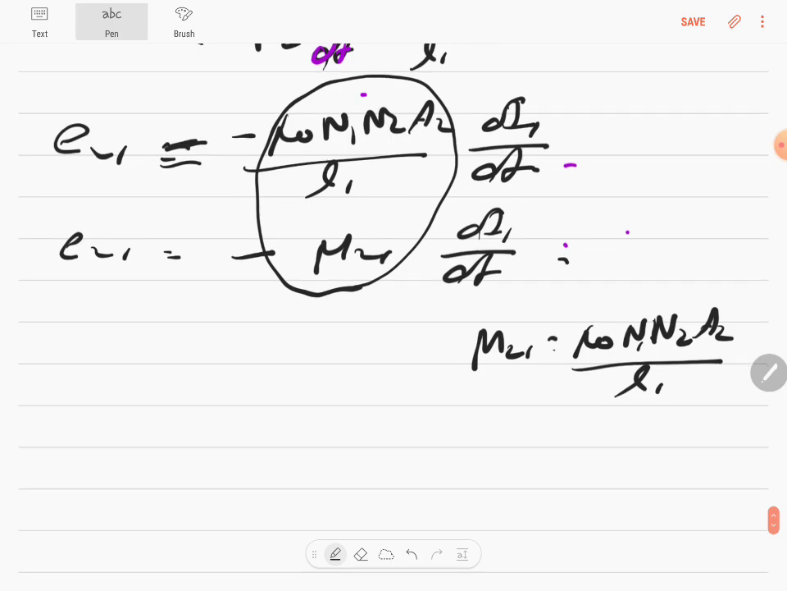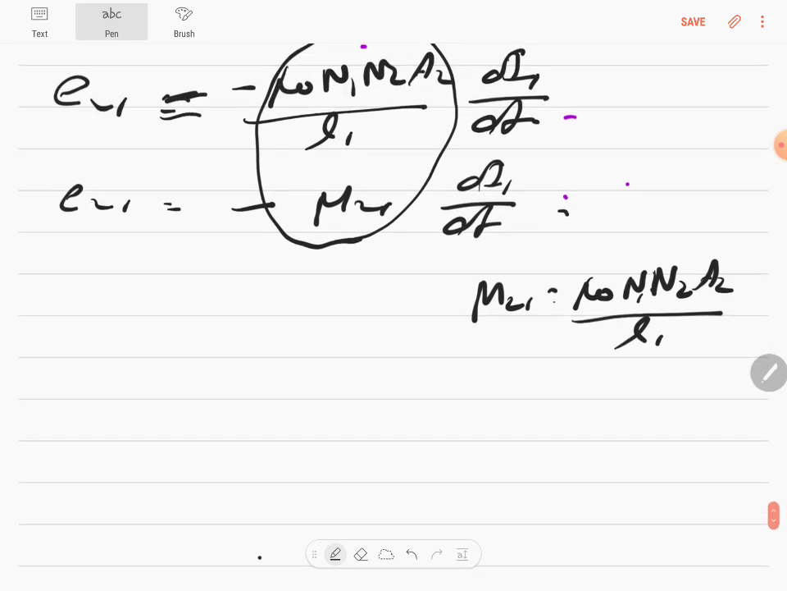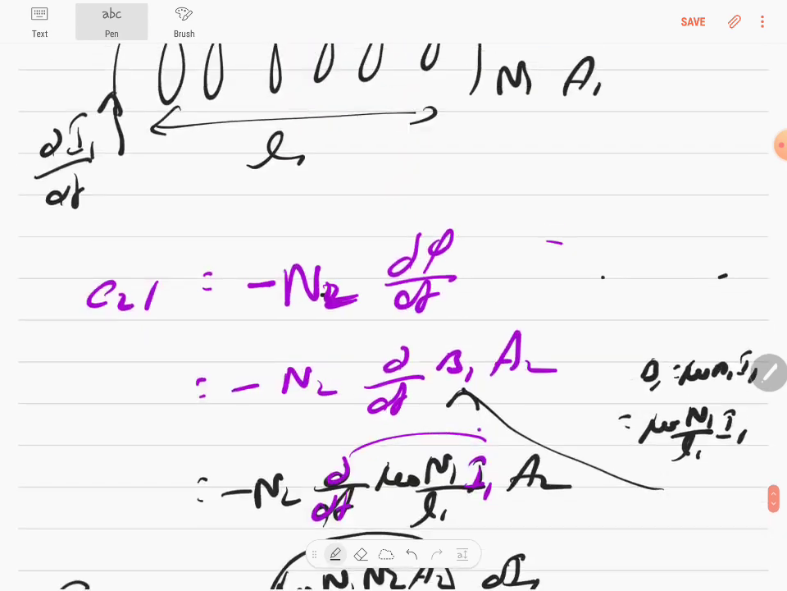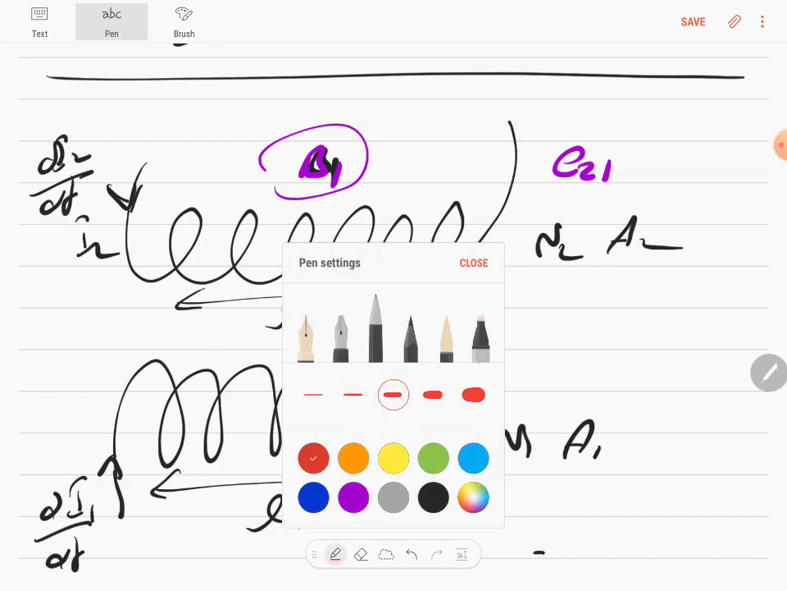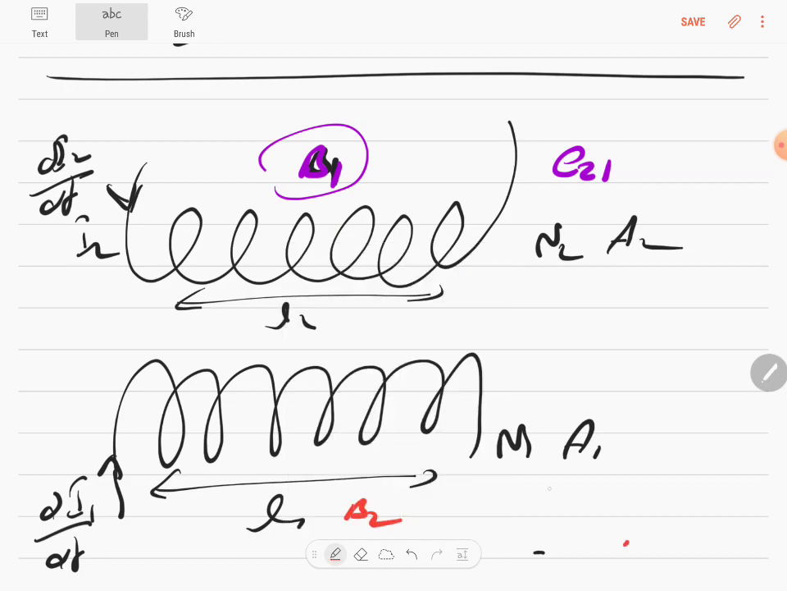Are you clear? Now I am going to talk about how the second coil is affecting the first coil. The current in the second coil, dI2/dt, is going to induce a magnetic field B2, because of which an EMF will get induced in the first coil due to the second coil.